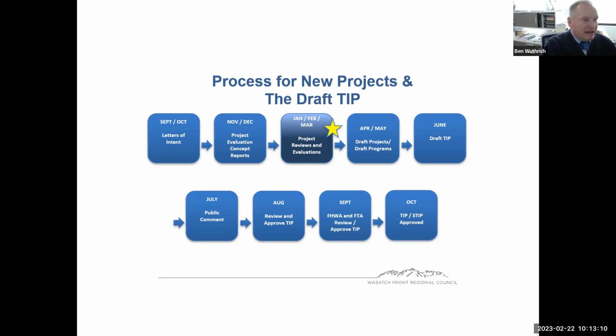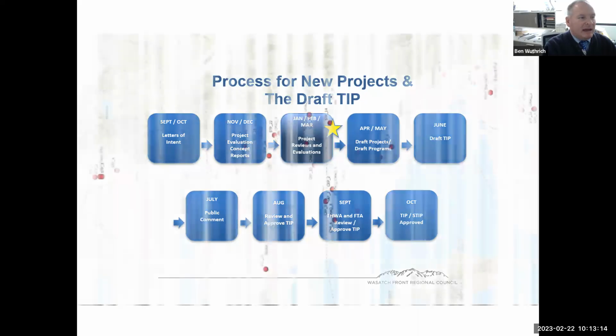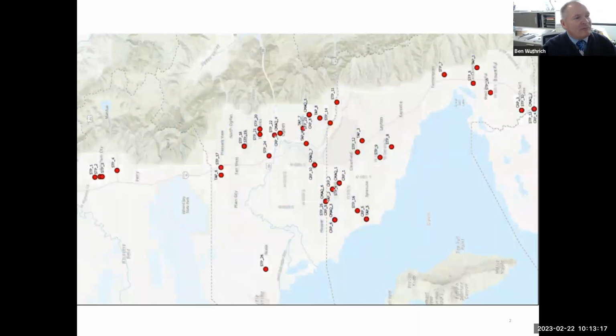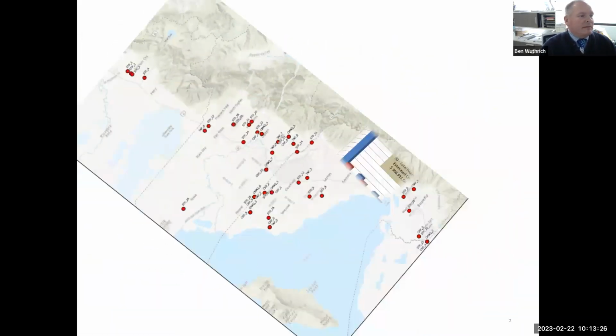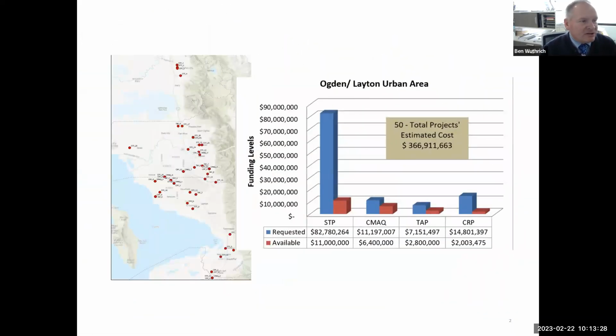But as we move forward now, here's kind of a rough draft. Of course, north is to the left. These are all the projects here in the Ogden-Layton area. There are actually 50 total projects. Those projects' estimated total cost is more than $366 million. You can see under the STP projects that there's a request for $82.7 million.